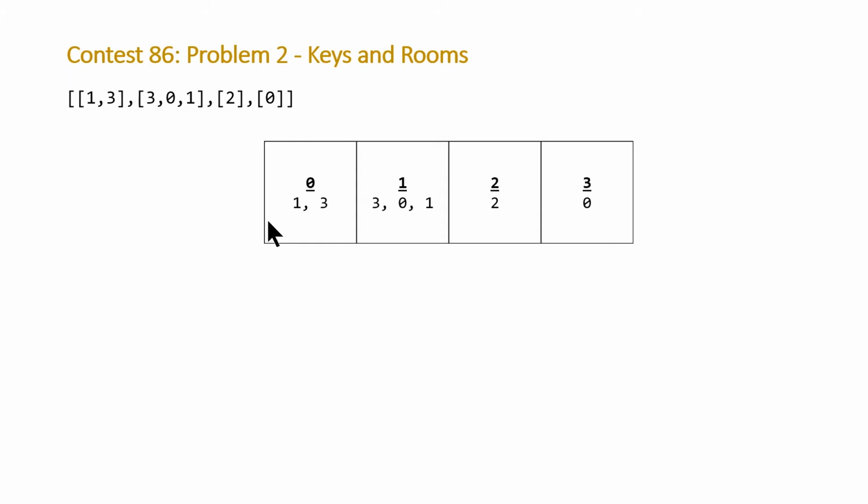So we can sort of look at this visually as this. Here are 4 rooms, 0, 1, 2, and 3, and in each of these rooms there are keys to open other rooms. So we start in room 0, and then we can go and open room 1 and room 3. And once we're in room 1 and room 3, from room 1 we can get to 3, 0, and 1, and from room 3 we can get back to room 0, and room 2 only has a key to itself.